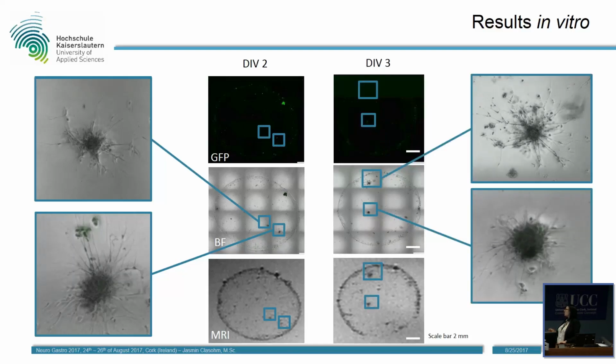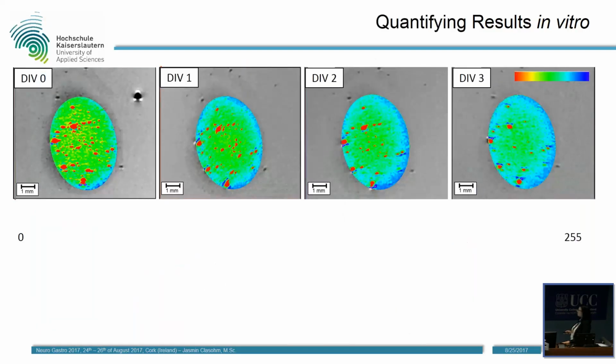And these outgrowths are growing larger and covering a larger area of space after 3 days in vitro. Okay. It's nice to have these pictures, but nevertheless we need some kind of quantification of our, in this case, consecutive MRI images. So this is at DIV 0, 1, 2, and 3. This is always the same spot of ECM and therefore also the same neurospheres.